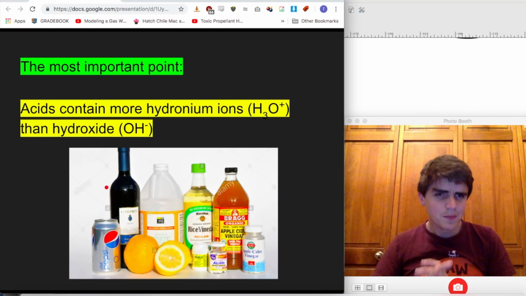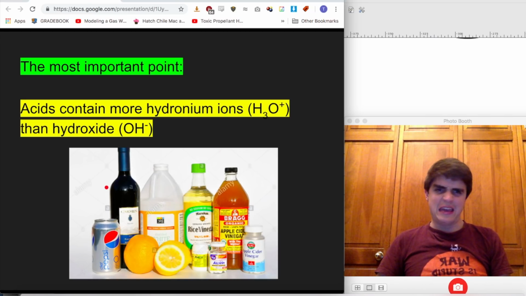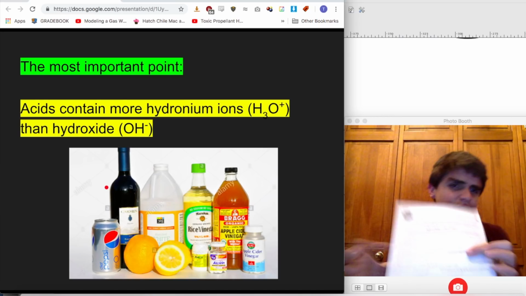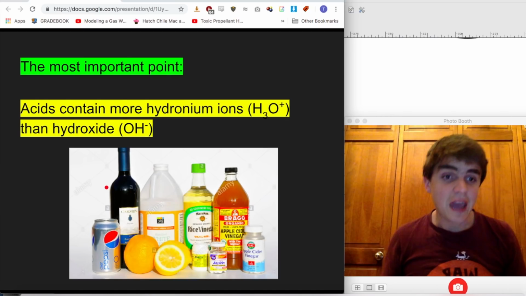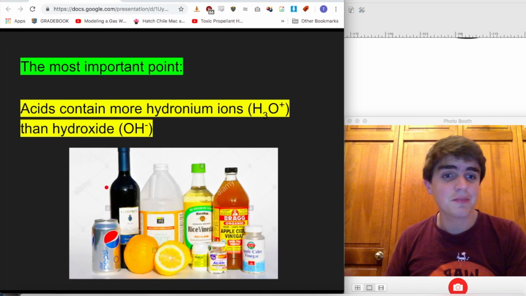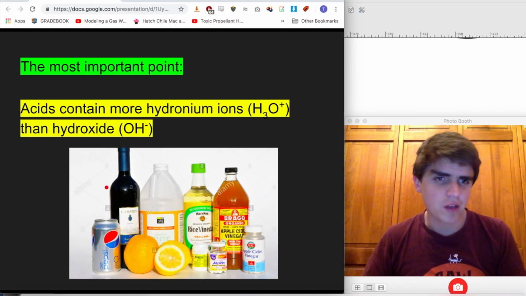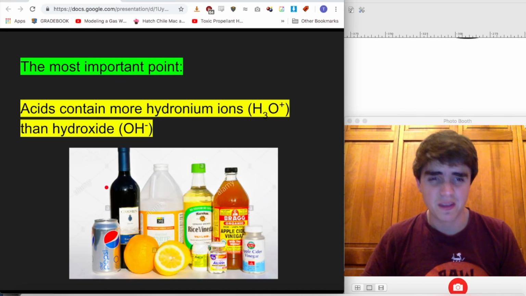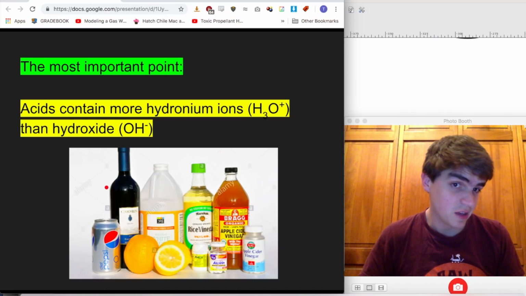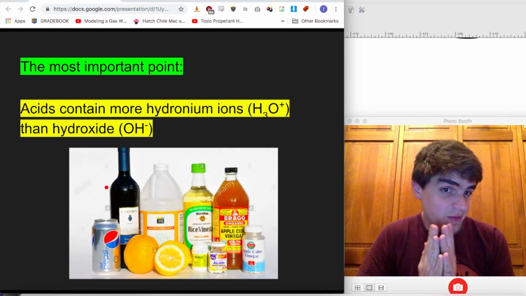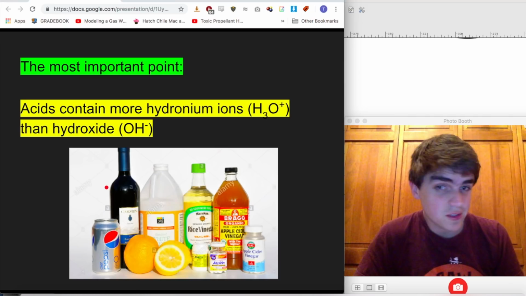Really, an acid is this. It's something where you have more hydronium. What the heck is hydronium? Than hydroxide. So in this box here, that's what I'm asking you to write down. That an acid is defined by excess amounts of H3O+. Okay, H3O+ is just a chemical. I will deal with what it is later on in this video. For now, though, we need to know that an acid is defined by H3O+, not OH-.